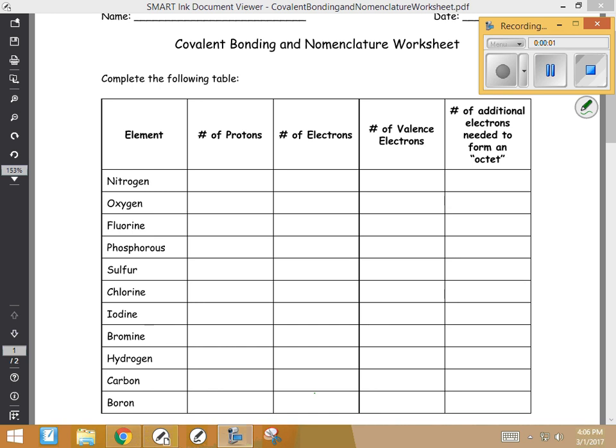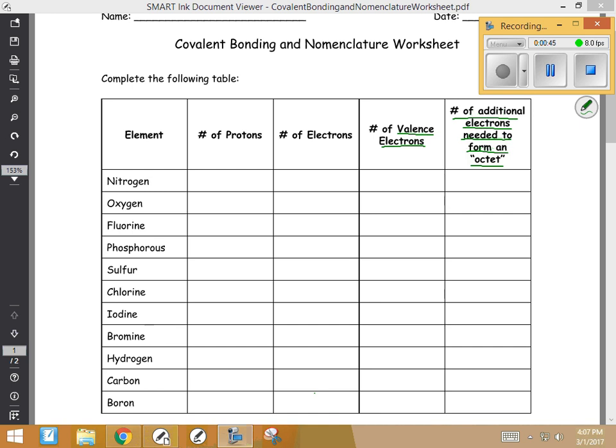Okay, this video is going to show you how we go about solving these covalent bonding and nomenclature problems. First, you see a chart that's very similar to the one that we completed for ionic bonding. Same principle, because covalent bonding has three similarities to ionic bonding. The first one is valence electrons. We're still talking about valence electrons here because that determines the number of additional electrons needed to form an octet. And we also do electron dot diagrams or electron dot structures to solve these.